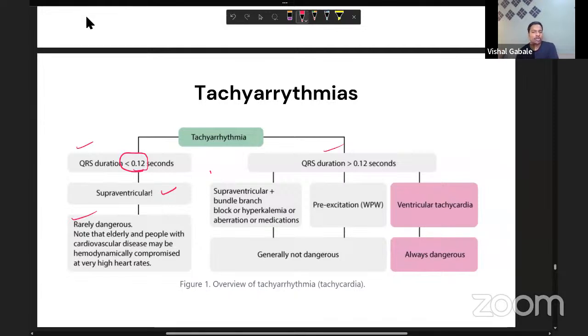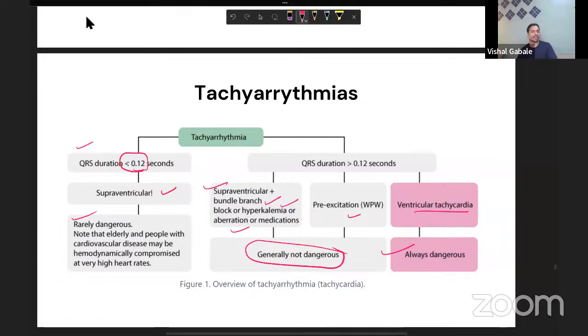All right, then talking about the tachyarrhythmias with QRS more than 0.12 seconds, this can be supraventricular tachycardias with some pre-excitation activity. So supraventricular with bundle branch block, hyperkalemia or aberration, aberrant pathways or pre-excitation, like in case of WPW. So these are generally not dangerous, but yes, we have to manage this. Coming to ventricular tachycardia, always dangerous, and we have to always manage these patients. All right, so this is about the classification of the tachyarrhythmias on the basis of the QRS complex duration. Okay, let's start.